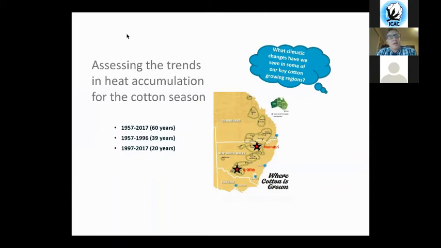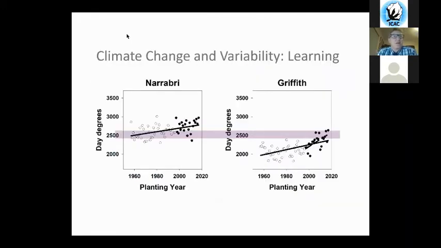A recent study where I've compared cotton growing in Narrabri to a more southern and cooler area in Australia called Griffith. And we compared day degrees, or thermal temperature accumulation, between those places over the last periods of 20, 40 to 60 years. The message here is really interesting. If I compared Narrabri in the 1960s and 1970s, which was when modern cotton production in Australia started, the temperature in Narrabri over the cotton growing season is now the same as what it is in Griffith today as a result of climate change.